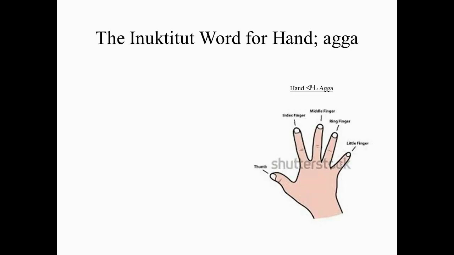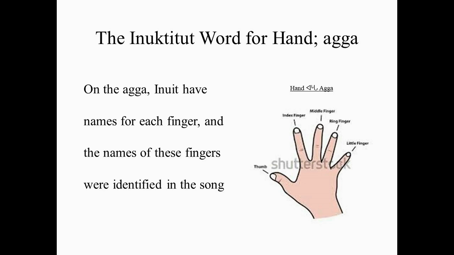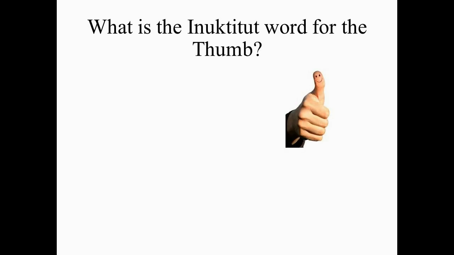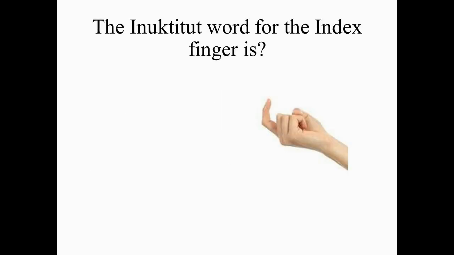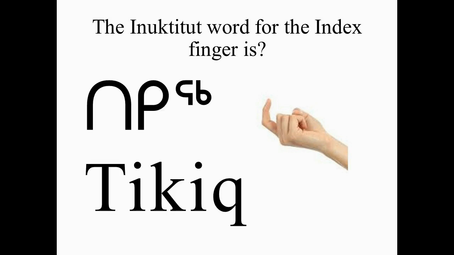Good job, guys. The Inuktitut word for hand is aga. On the aga, Inuit have names for each finger, and the names of each finger were identified in the song. What is the Inuktitut name for the thumb? Yes, kullu. And the index finger? Tikik. Exactly.